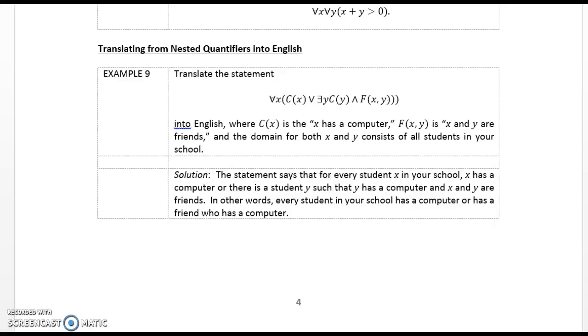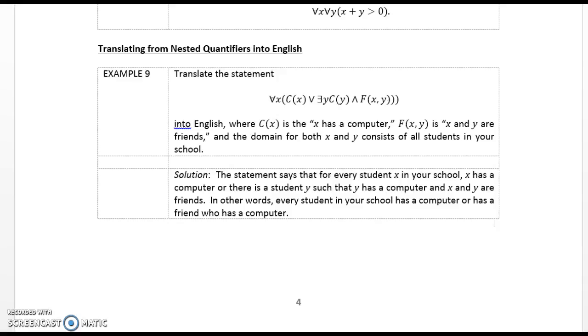Translating from nested quantifiers into English. Translate the statement, for all x, C of x or there exists y, C of y and F of x y, into English, where C of x is x has a computer, F of x y is x and y are friends, and the domain for both x and y consists of all students in your school.